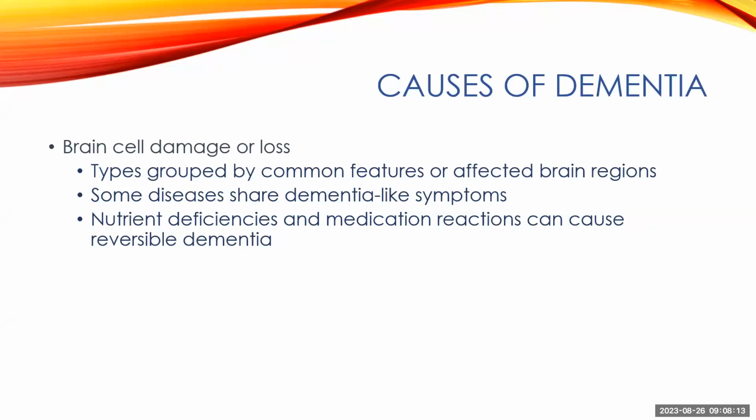The main cause is brain cell damage or loss. We're going to group these dementia conditions into certain groups so that it's easier for you to figure out which one is which in the future.